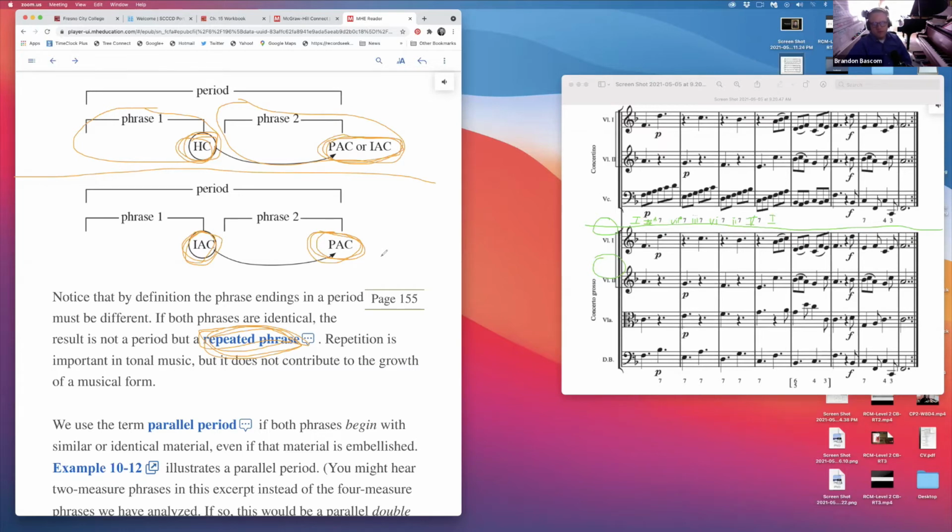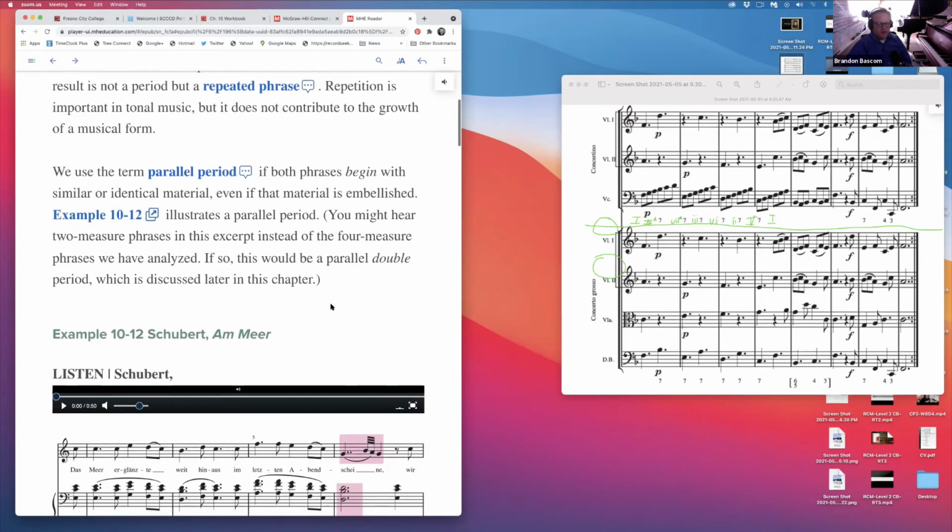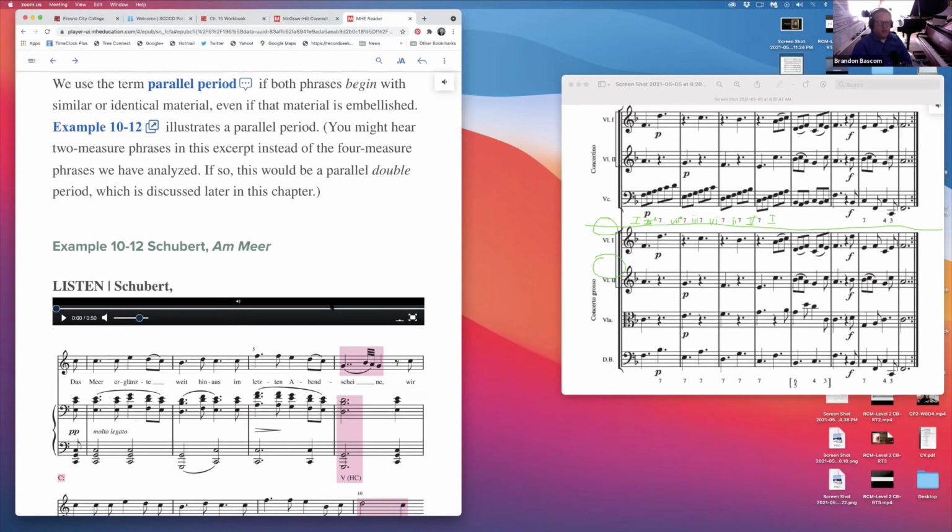As if that were not confusing enough, they then introduced the parallel period. The parallel period has both phrases that begin with similar or identical material, even if that material is embellished. And I think that we went to Canada at this point. And Canada came up with like the perfect example, if I'm not mistaken. Hold on, let me find it.